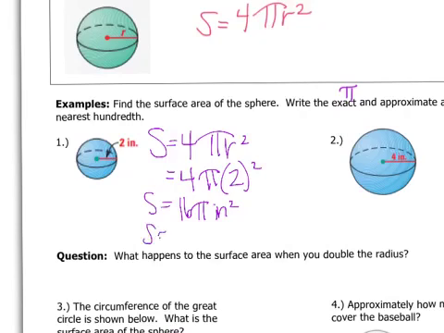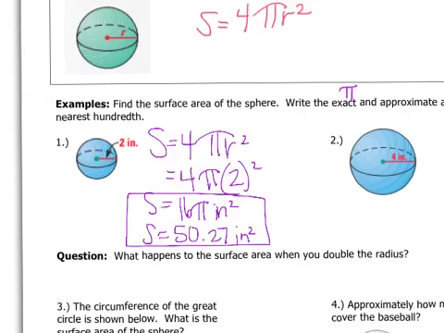And then we want the approximate answer to the hundredth. So you can go ahead and multiply out your 16 times your pi, and we should be getting 50.27 for our approximate answer. Go ahead and try the next one on your own.